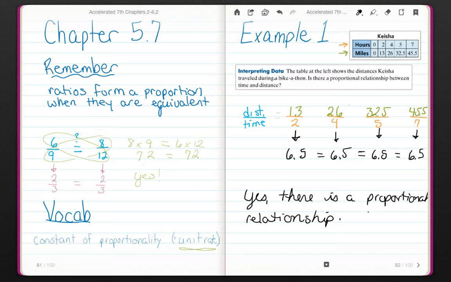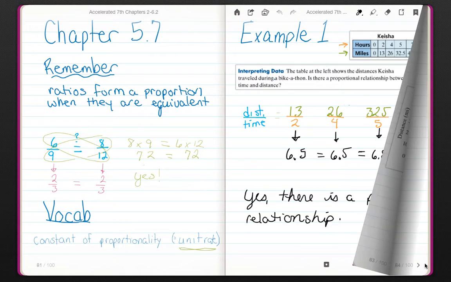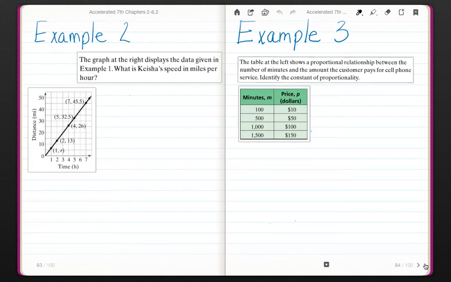Okay, so when you have kind of funny fractions like these, or if you get decimals, go ahead and just use a calculator or by hand, it's up to you, and actually do the division. You should, if it is proportional, get the same answer each time. All right, let's take a stab at example 2.